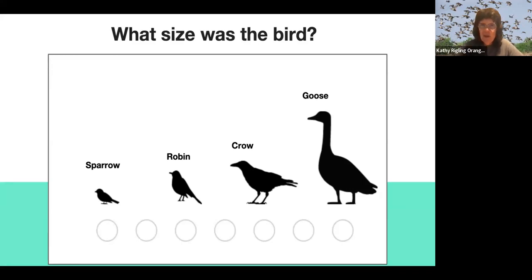Is it tiny like a sparrow? Is it between a sparrow and a robin or cardinal? Is it between a cardinal and a crow? Is it the size of a crow? Is it between a crow and a goose? Is it the size of a goose?